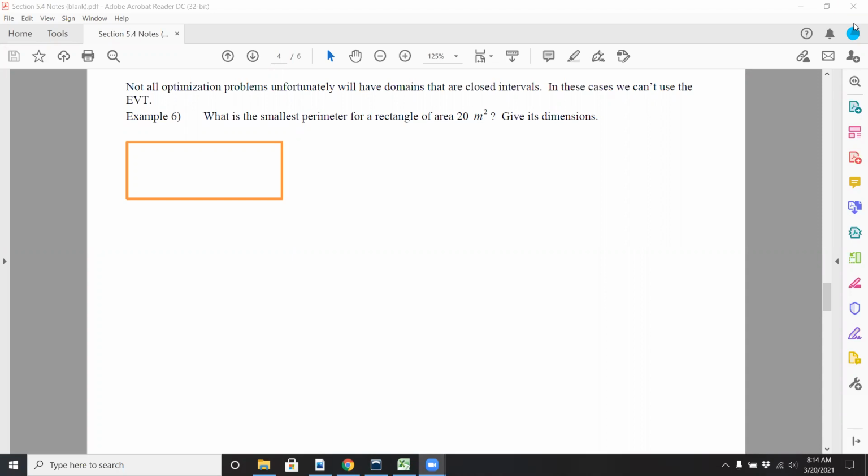So here's example 6. You're asked to find the smallest perimeter rectangle with an area of 20 square meters and to give us dimensions. So remember, whenever we're dealing with optimization problems, you want to assign your variables as probably a first step. So we could call one dimension x and this one y. And we have our conditions.